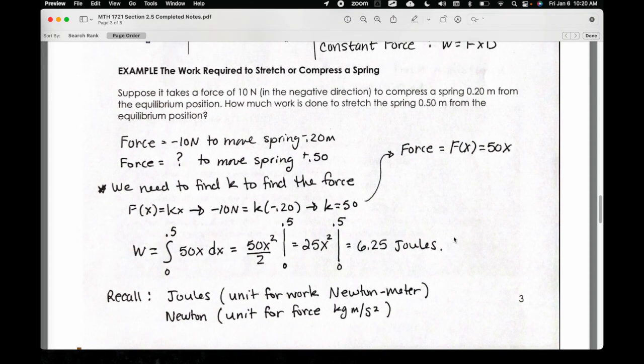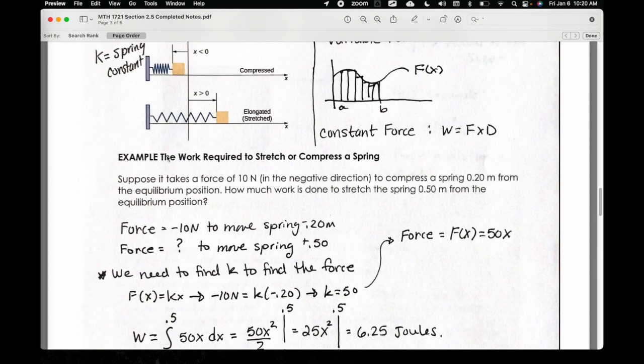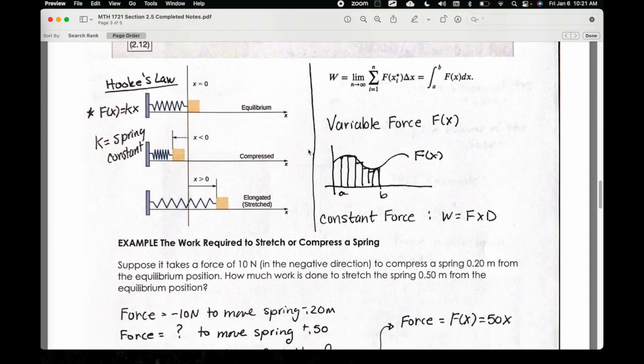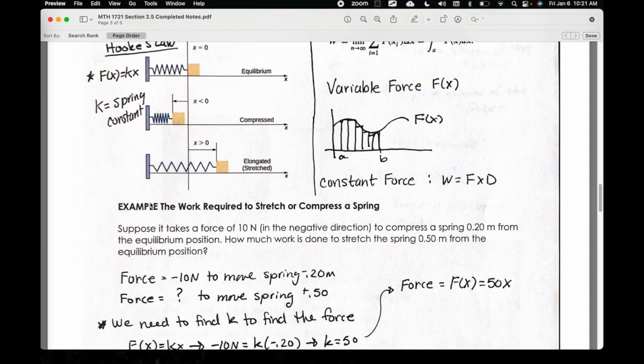But let's jump into an example. In this example, we're going to find the work required to stretch or compress a spring. Now remember, to find work, if it's a variable force, you're going to integrate over the interval in which this object is moving. And because we're talking about a spring, we're going to use this formula for the force.